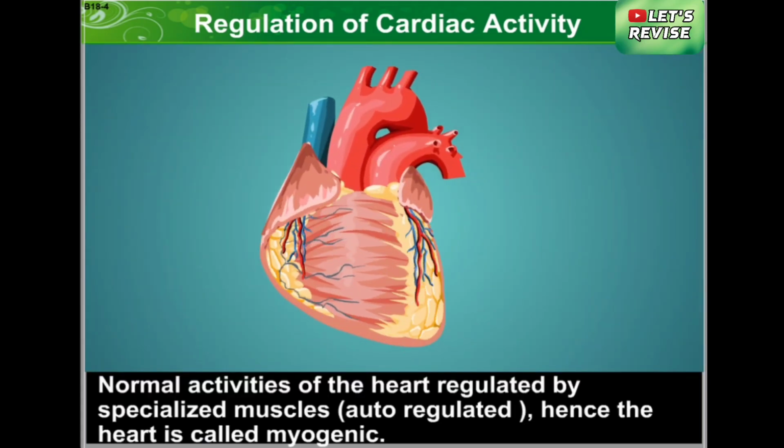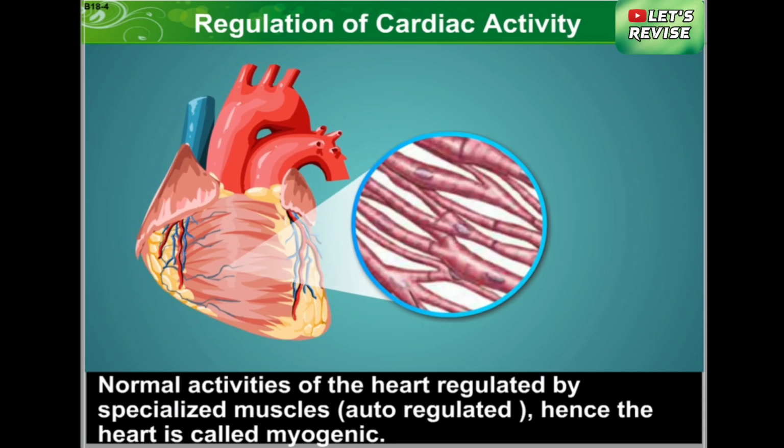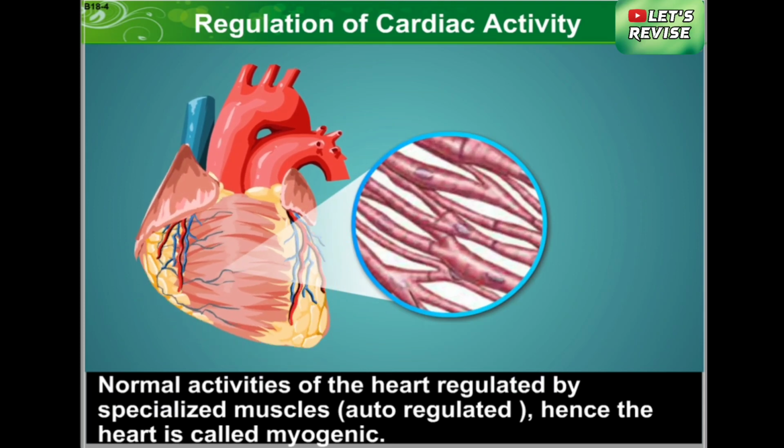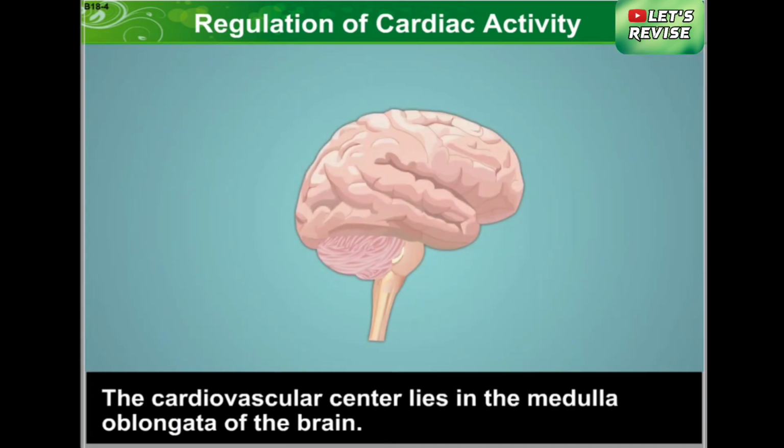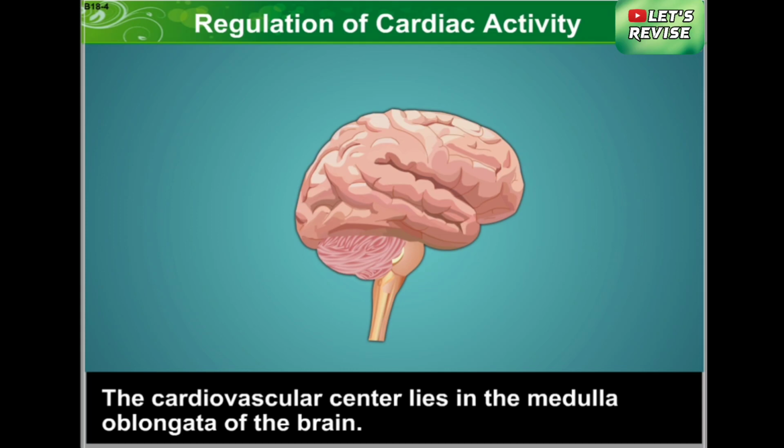Regulation of cardiac activity. Normal activities of the heart are regulated by specialized muscles, that is, auto-regulated. Hence the heart is called myogenic. The cardiovascular center lies in the medulla oblongata of the brain.